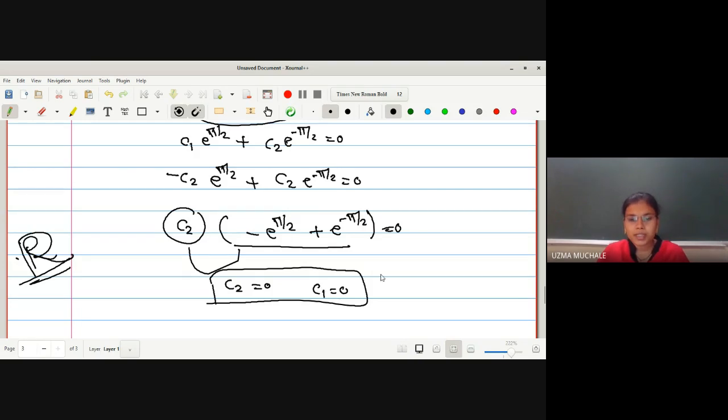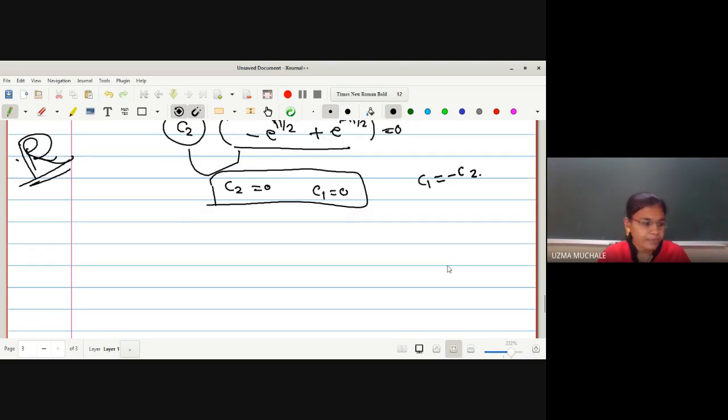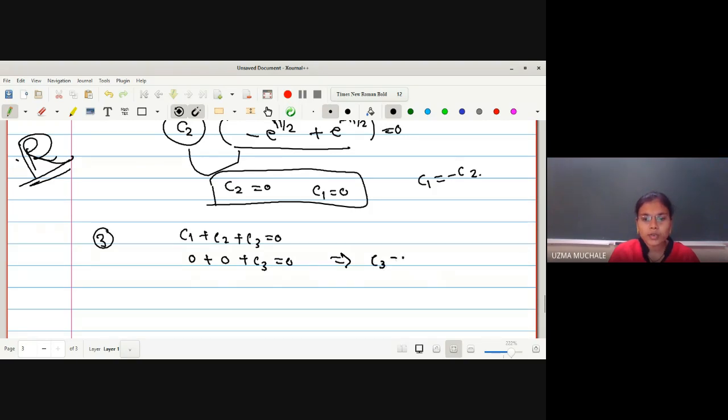So C2 is 0, which means that C1 is 0, since you can write C1 is equal to minus C2 or C2 is equal to minus C1. Now what are the remaining things we have to calculate? We have to now calculate the values of C3 and C4, which we can calculate directly from equation 3. What is equation 3? C1 plus C2 plus C3 is equal to 0. Now if the values of C1 and C2 both are 0, which means that the value of C3 is 0. Similarly, we can find out the value of C4.